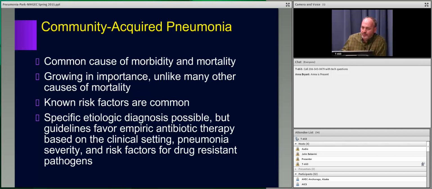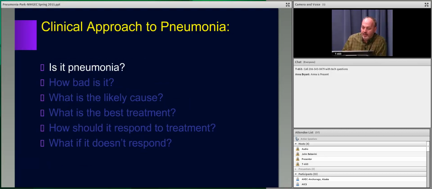And it's possible to find a specific etiologic diagnosis, but the guidelines that have been put out by the professional societies have focused on empirically choosing antibiotic therapy based on the clinical setting and not investigating to a great extent what the precise cause may be. So we have the clinical setting, we have pneumonia severity, and then other identifiable risk factors for drug-resistant pathogens that need to be taken into account.